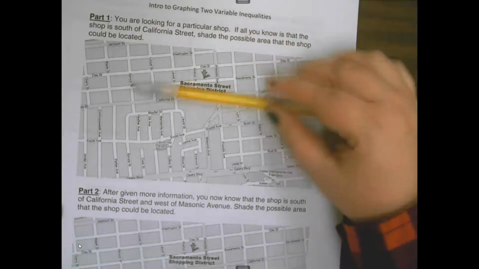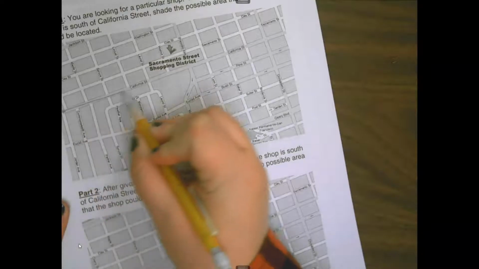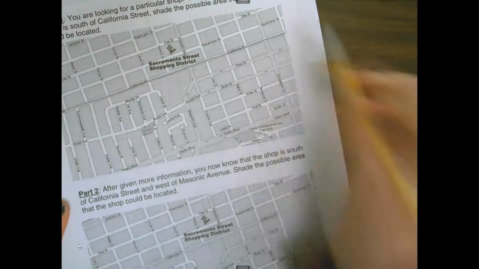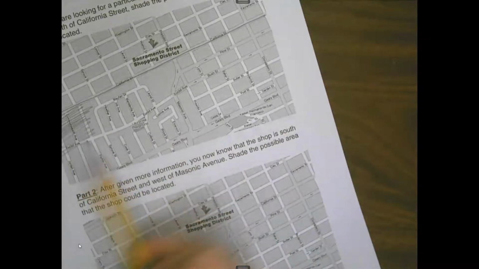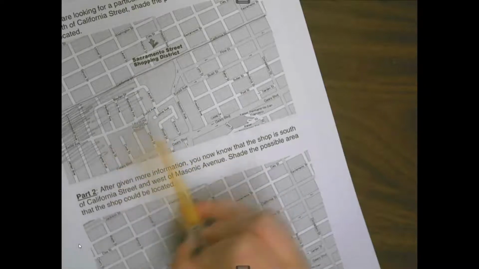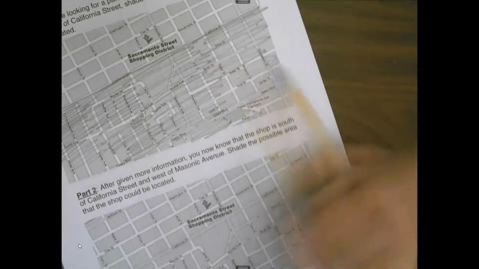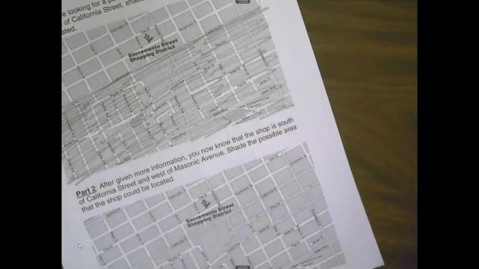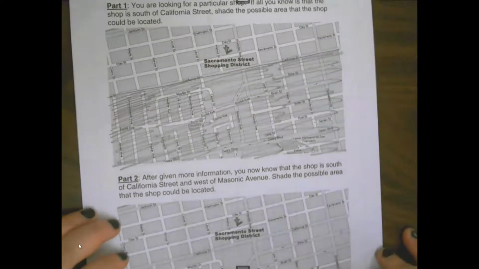If all you know is that the shop is south, so below California Street, shade the possible area that the shop could be. So we're going to find California Street, which is right there. And we're going to shade everything below it because we are looking for a shop south of California Street. Okay? If you need more time, just pause the video, but I'm going to go ahead and move on.